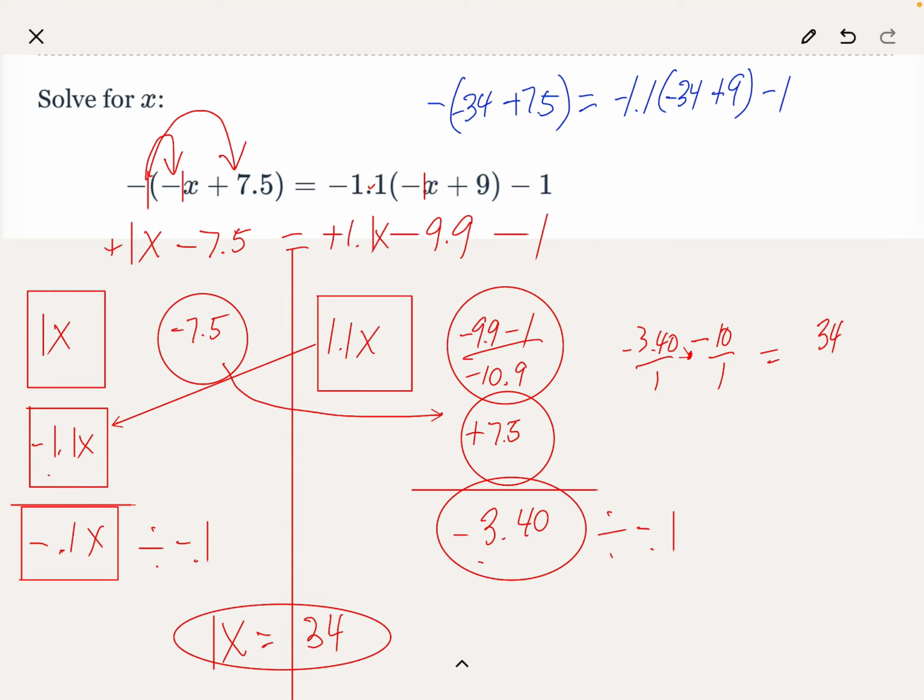is going to be a positive 26.5. And on this side, we're going to do negative 34 plus 9, which is going to be a negative 25. A negative 25 times 1.1 is going to be 27.5. And then we subtract 1 and we get 26.5. So this is the answer. Voila.